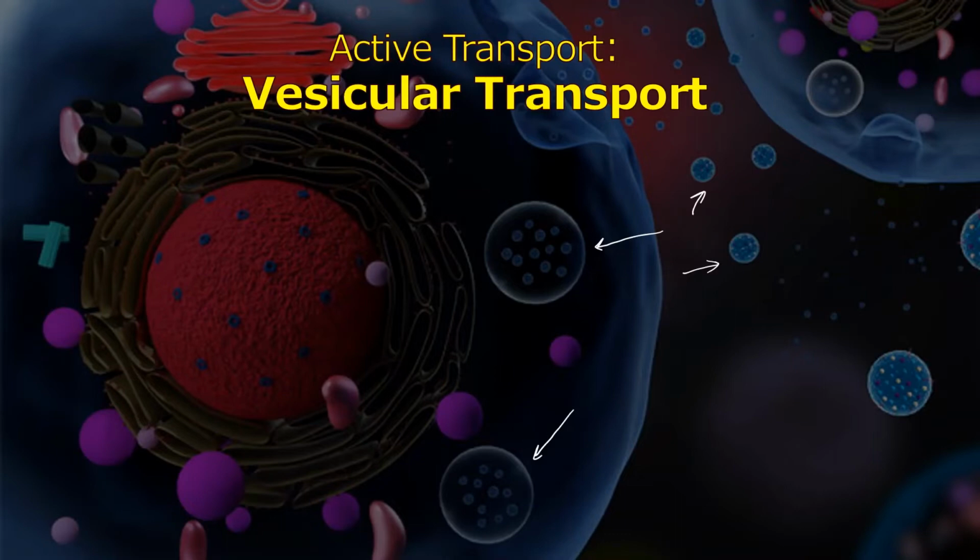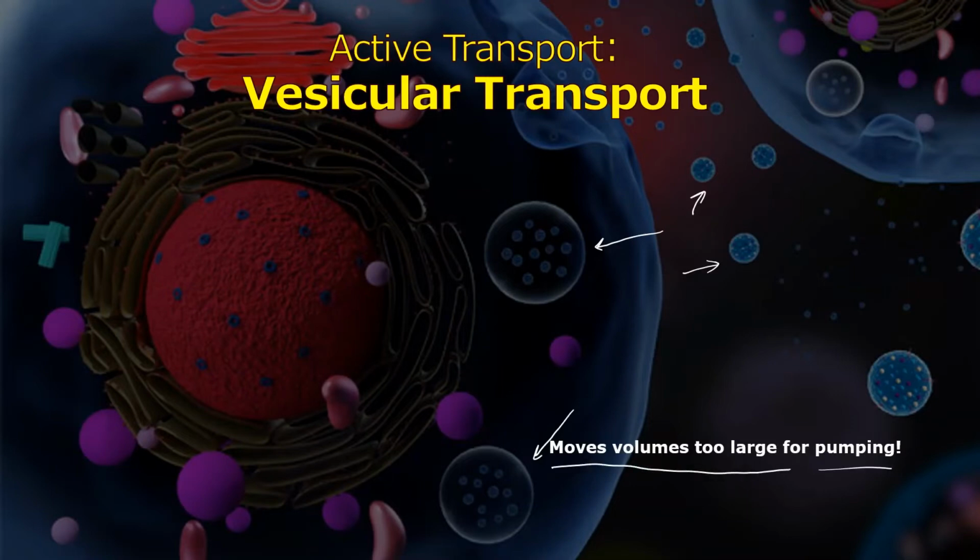Think of them as vessels, like ocean ships, delivering crates of material across the ocean. This is a very similar idea. Instead of calling them little boats or ships, we're going to call them vesicles. So this is a way of moving volumes which are way too large for just pumping across. So we're going to have to use vesicles to transport in and out of a cell. Lots of ATP is going to be required for this.